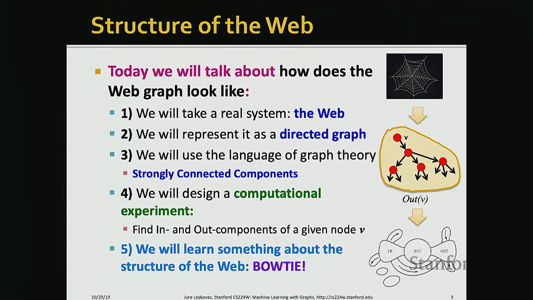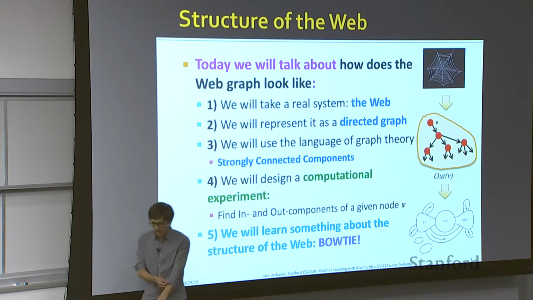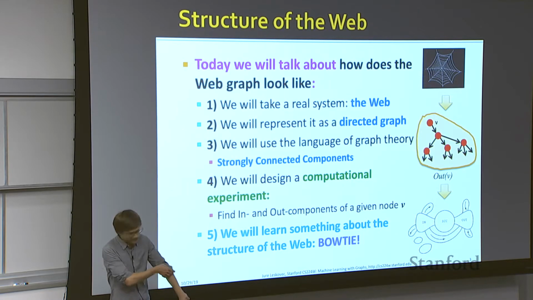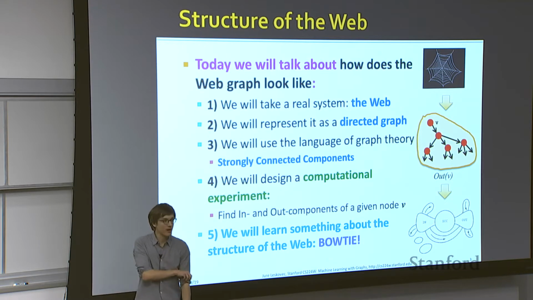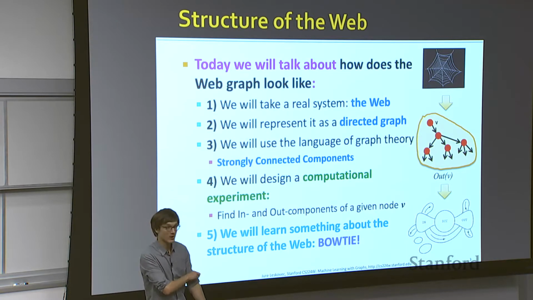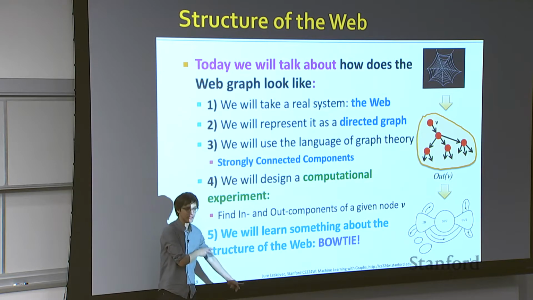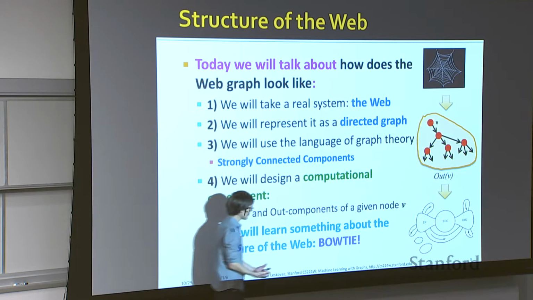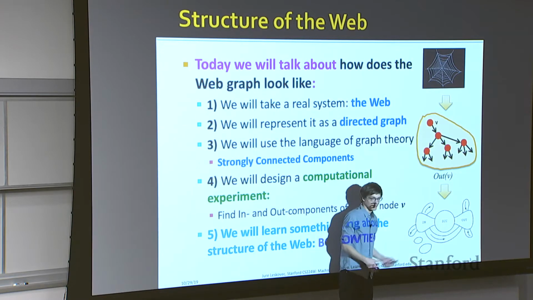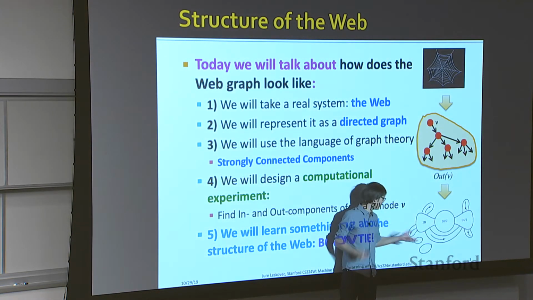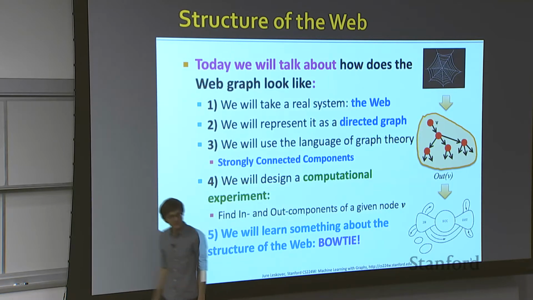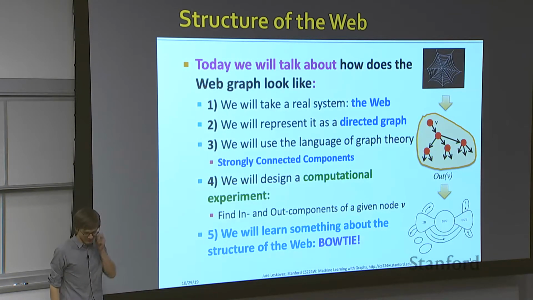And then we will use the language of graph theory in terms of strongly connected components, and we will design a computational experiment to learn something about the structure of the web. That's the idea of what we will do. And we will want to conceptualize how the web looks. It will have this bow tie structure, like the bow tie you put on your neck. So that's the high-level overview of the lecture today.